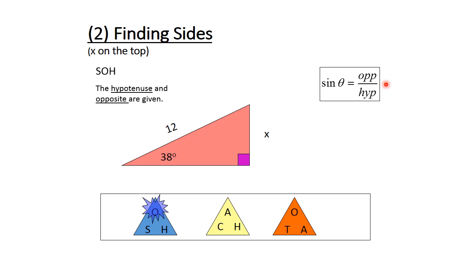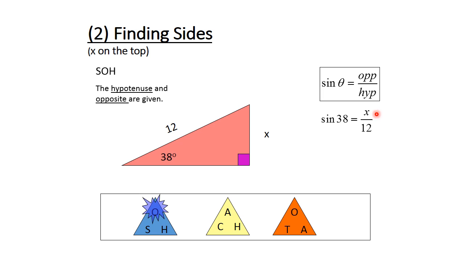And now we're going to look at our triangle and pick out some pieces that we need. Our theta is 38 from here. Our opposite we said was our x, and our hypotenuse we said is 12. Let's plug those things in, and so it looks something like this.